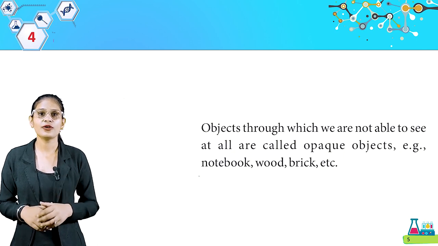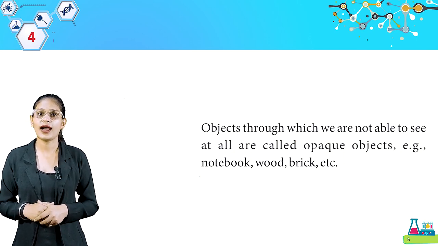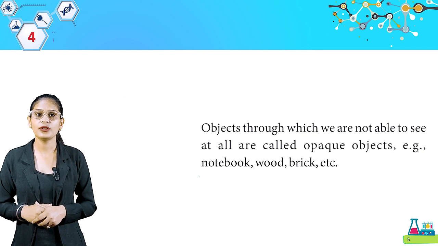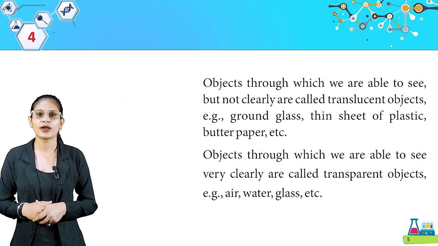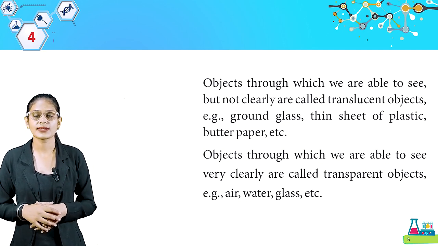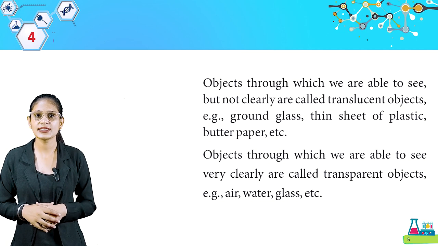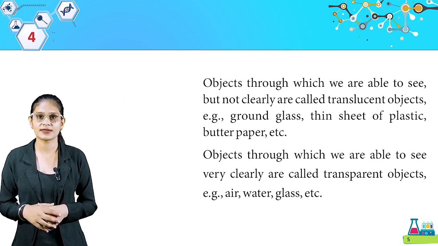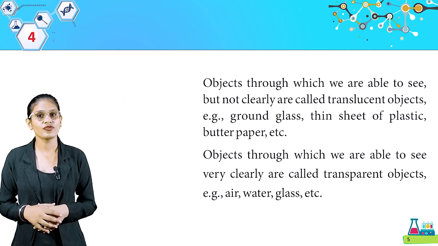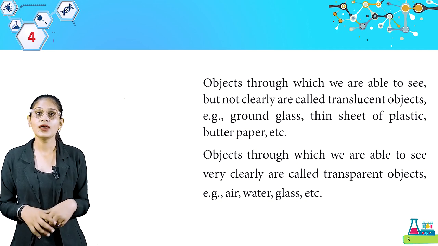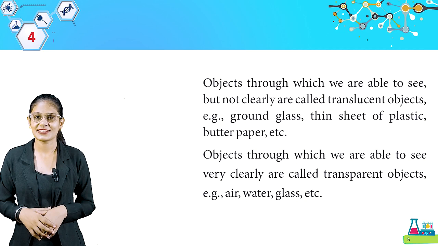Objects through which we are not able to see at all are called opaque objects. Example, notebook, wood, brick, etc. Objects through which we are able to see but not clearly are called translucent objects. Example, ground glass, thin sheet of plastic, butter paper, etc. Objects through which we are able to see very clearly are called transparent objects. Example, air, water, glass, etc.